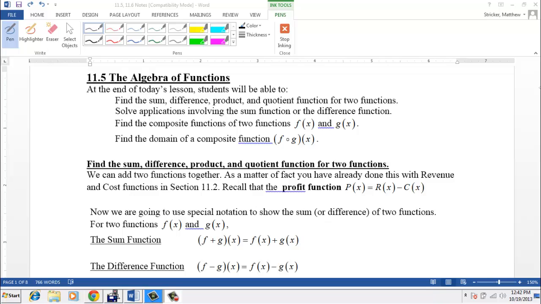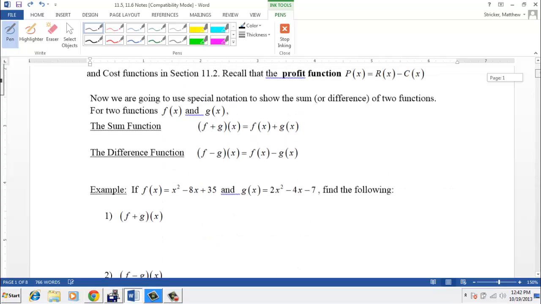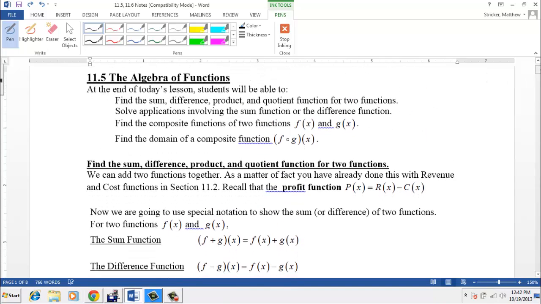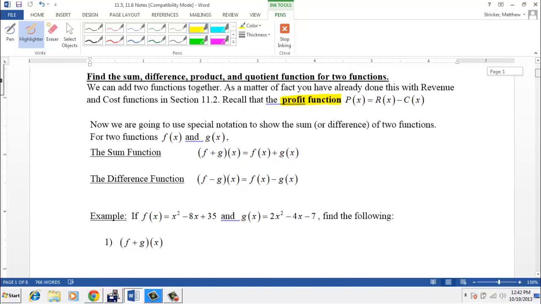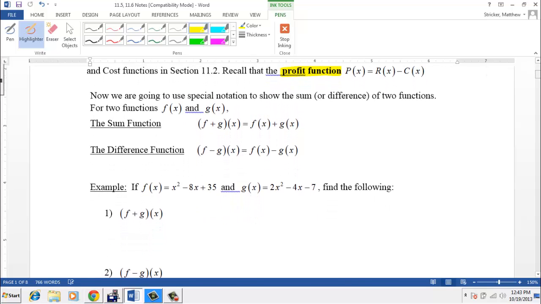Now, you'll recall from a previous section that we already did a little bit of this. We did it when we were talking about profit. Remember, profit was the difference of two functions. It was the difference of the revenue and the cost function. If we take revenue minus cost, we get profit. Well, we can do that with other operations too. And so there's some new terminology that I'm introducing right here.